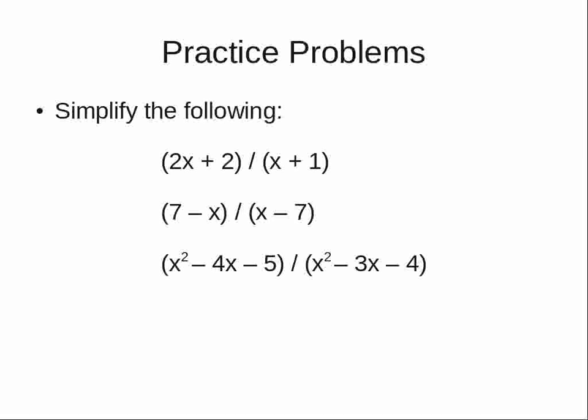Now, would you please try to simplify these 3 new expressions? I have there 2x plus 2, that binomial, divided by the binomial x plus 1. And then I have 7 minus x divided by the binomial x minus 7. And then last expression, I have the quadratic x squared minus 4x minus 5, that whole quadratic divided by the quadratic x squared minus 3x minus 4. All right, pause the video and try that now, please.